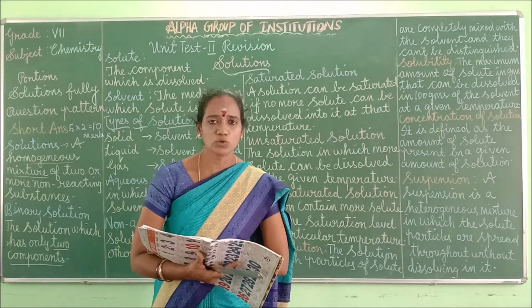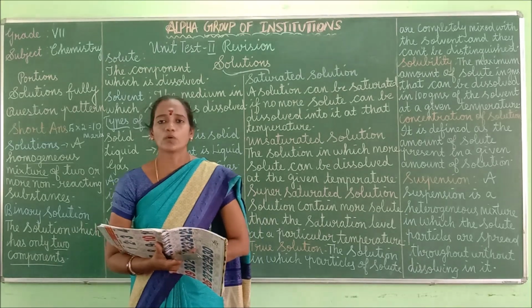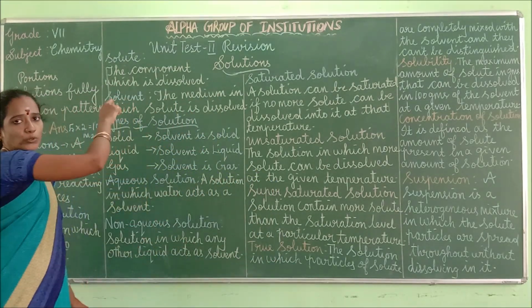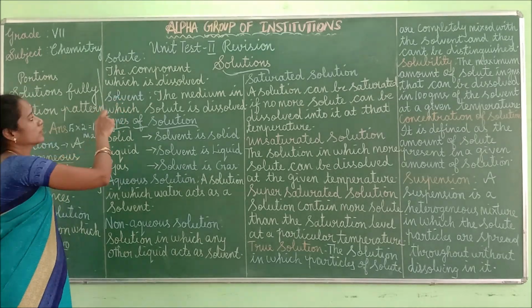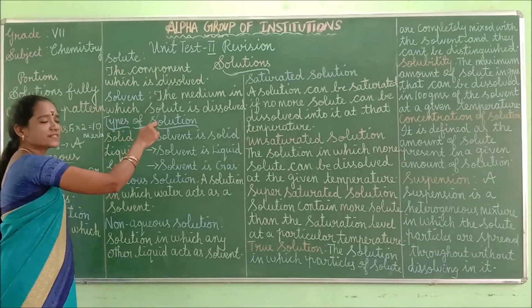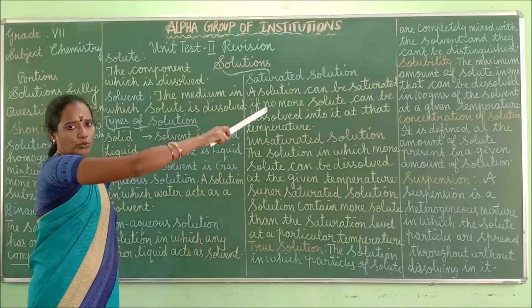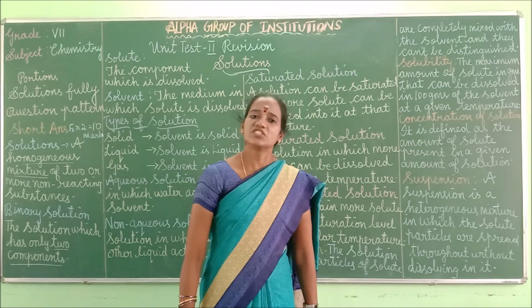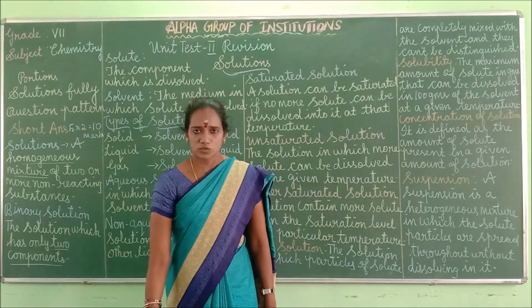Next we can move to the third question. Components of a solution. What are the components of a solution? First let me discuss solute. Solute means what? The component which is dissolved is called solute. What is meant by solute? The component which is dissolved is called solute.